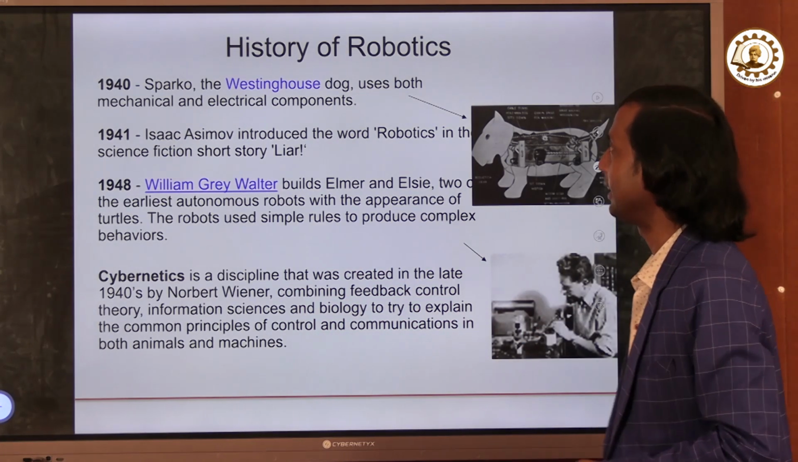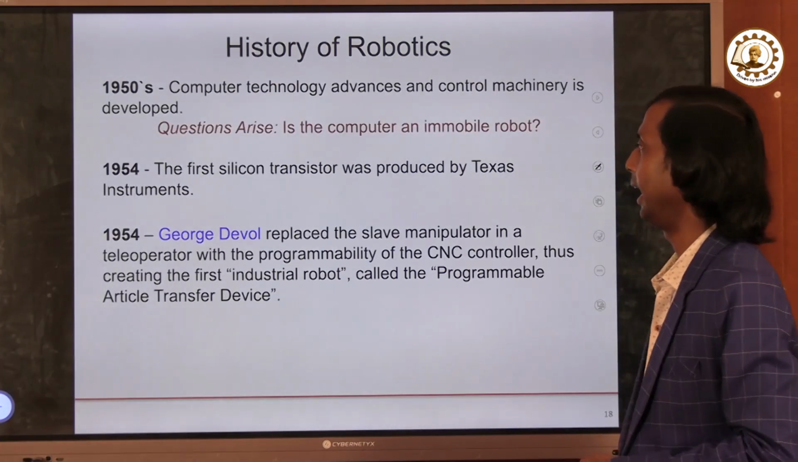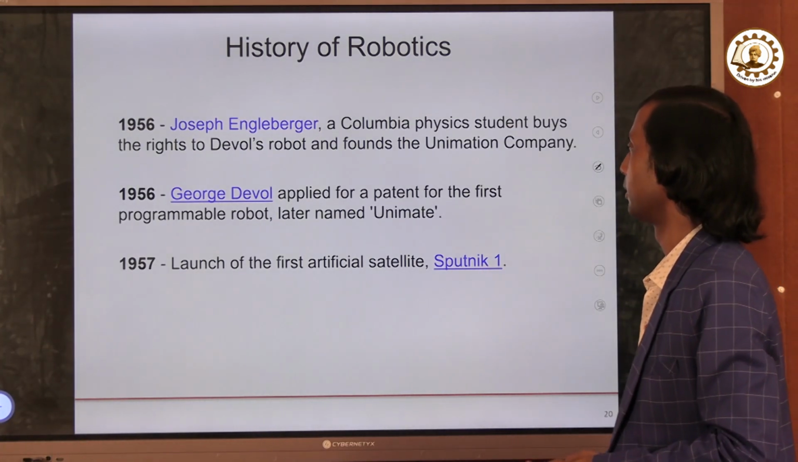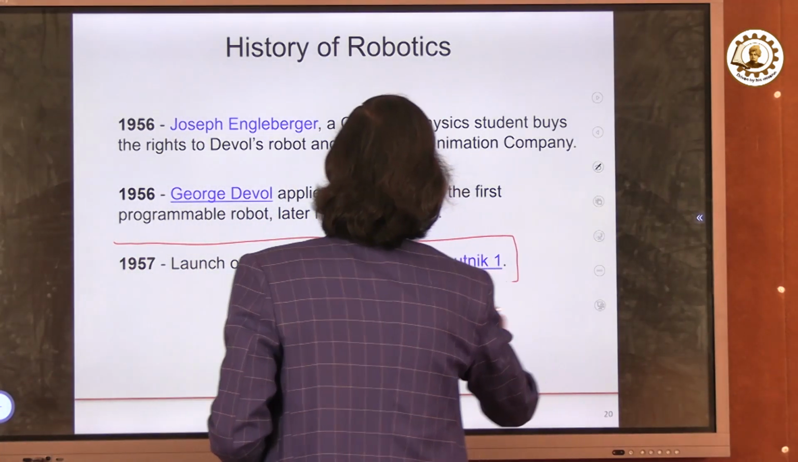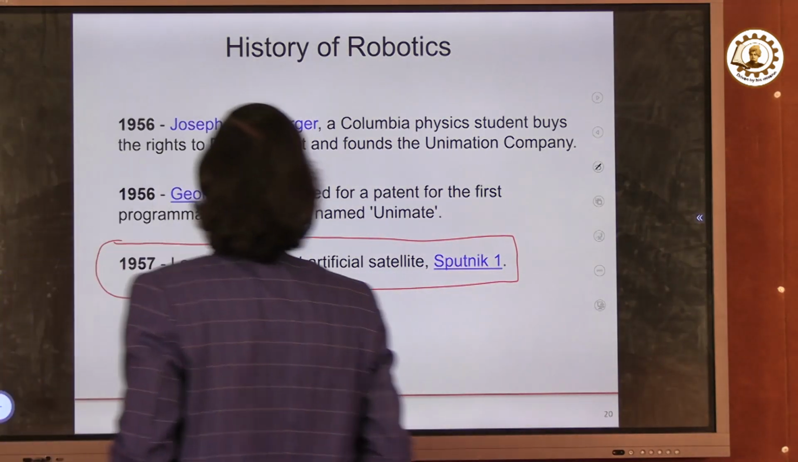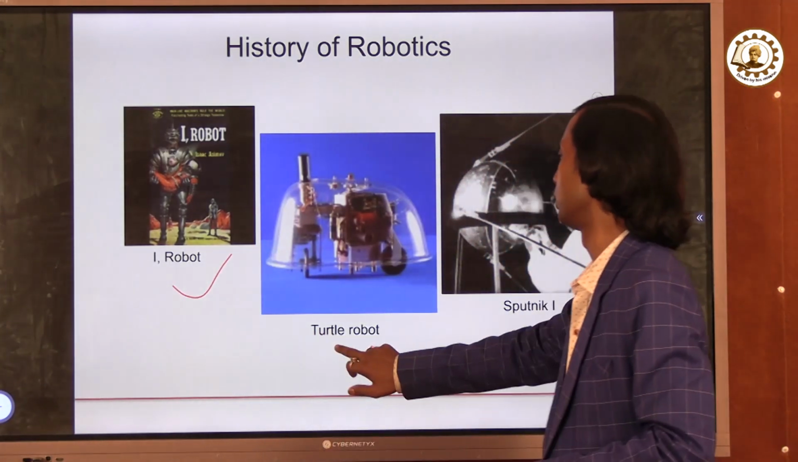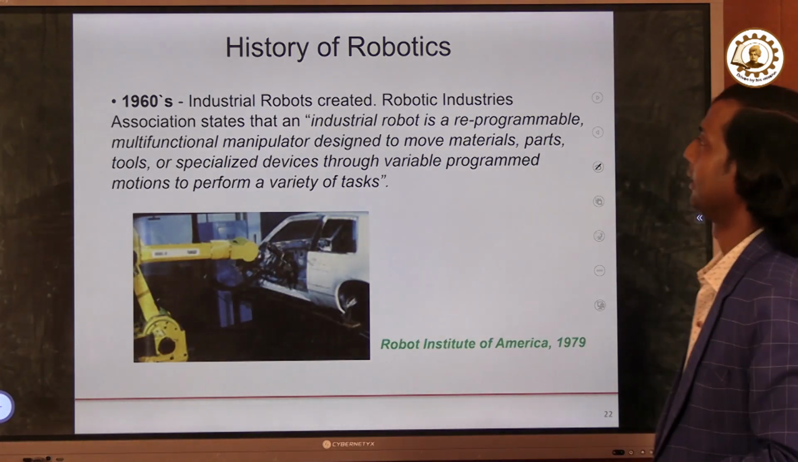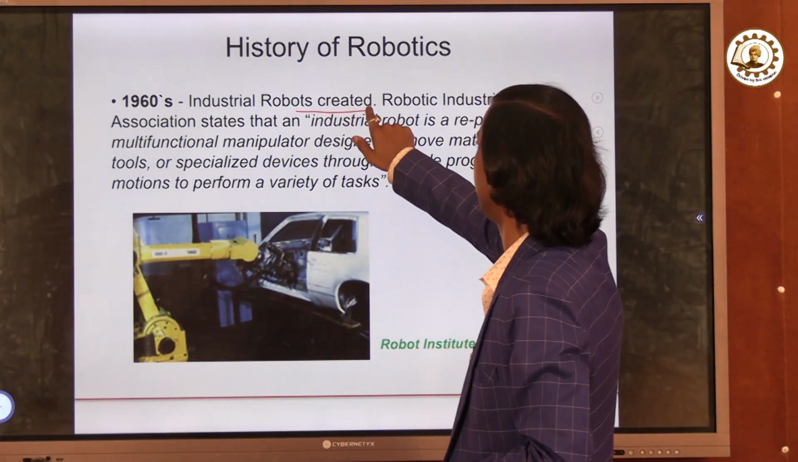Then day by day, the robot actually developed, and if you see, in 1957 launched the first artificial satellite Sputnik 1. History of robot, turtle robot, Sputnik 1. Then 1960, the industrial robot created.